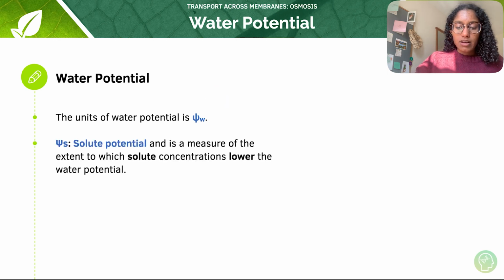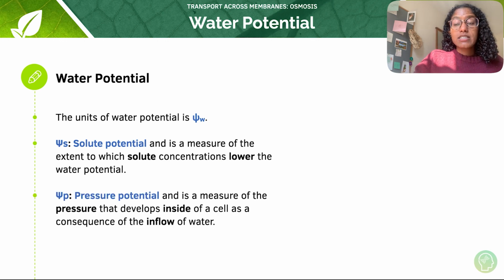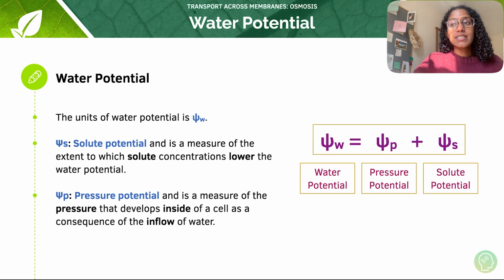So psi with a small s is the solute potential, and it's a measure of the extent to which solute concentrations lower the water potential. Whereas psi with a letter p is the pressure potential, and it's a measure of the pressure that develops inside of a cell as a consequence of the inflow of water. So therefore, we can define water potential as the pressure potential plus the solute potential.